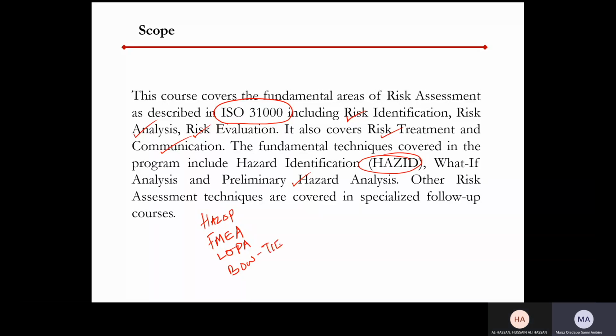What does this short form mean? Like I said, HAZOP means hazard and operability study. We're going to study all this as we move along. Hazard and operability study, failure mode and effect analysis, layer of protection analysis, and this is called bow tie analysis. All right, so we're going to have separate lectures to deal with each of them one by one. And if possible, we may have examples as well.